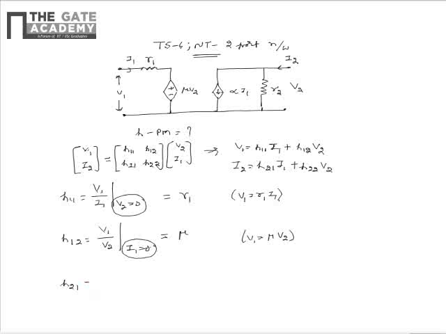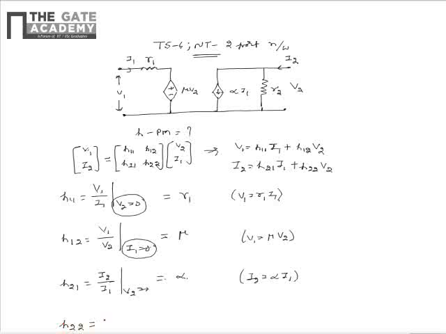Similarly, we can say that H21 is equal to I2 by I1 when V2 is equal to 0. When the output terminals are shorted, current I2 can be written as alpha times I1. From this we can say that I2 by I1, that is H21, is equal to alpha.